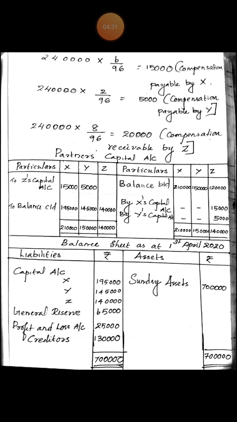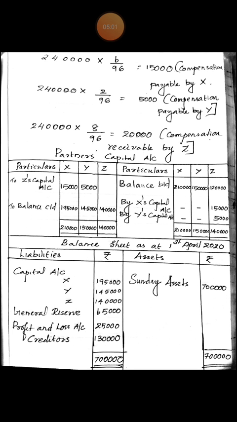Next, preparation of partners' capital accounts. First, balance brought down on the credit side. That is the opening balances of capital accounts: 2,10,000, 1,50,000 and 1,20,000. Next is the adjustment of compensation payable by gaining partners to the sacrificing partner.